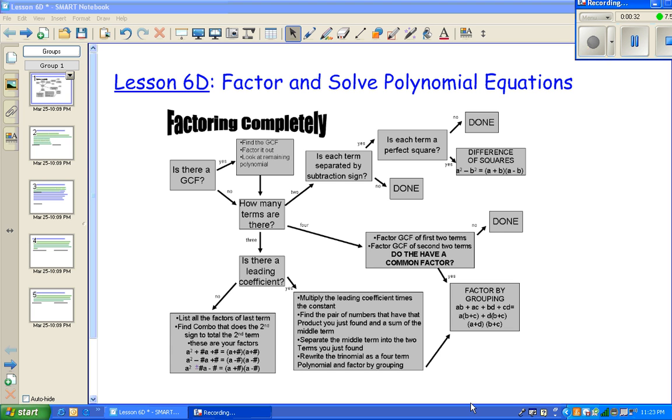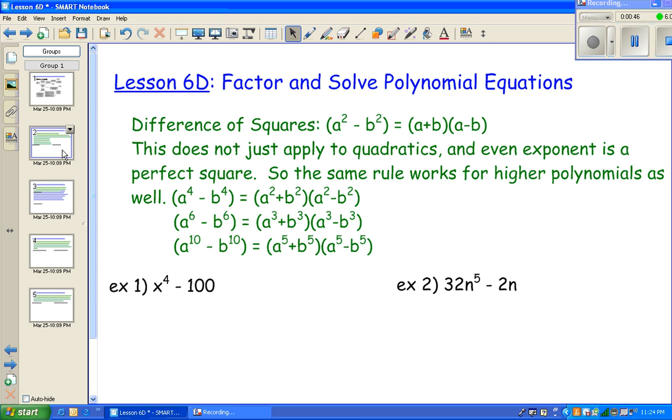So I brought back up that flow chart that you saw in your Lesson 4C, and it might be worth your while to go back to the video on Lesson 4C and watch it one more time, just to get an idea of some other examples. So the first thing we're going to look at is difference of squares. We did difference of squares before.